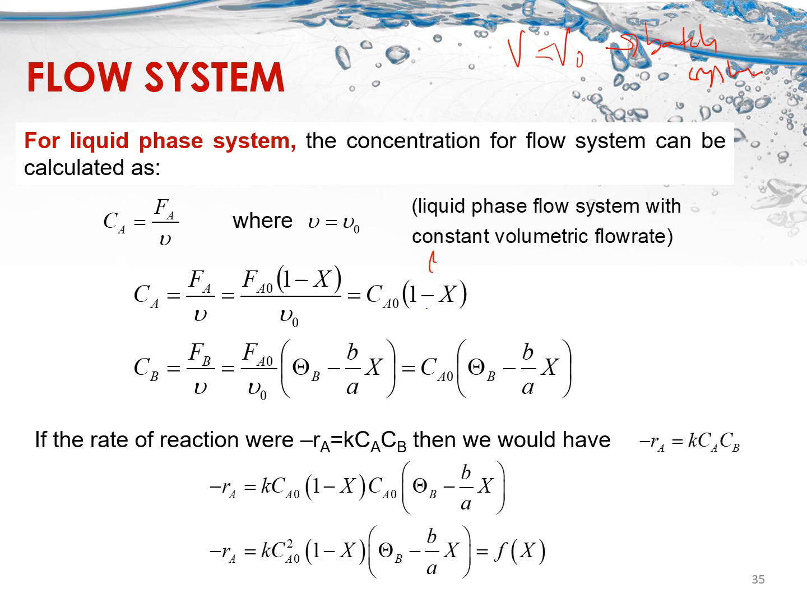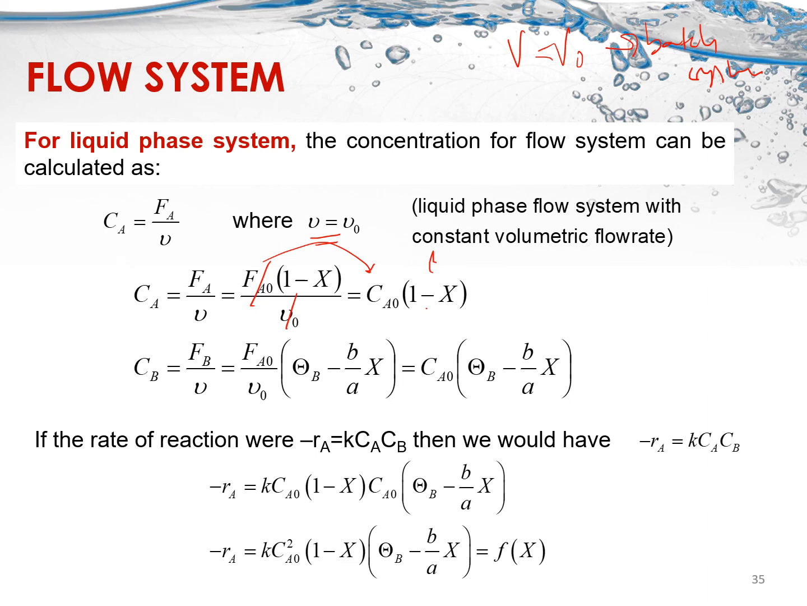For the liquid phase system, the concentration for flow can be calculated the same way: CA equals FA over the volumetric flow rate. So this is a liquid phase flow system with constant volumetric flow rate. Before this we learned batch with constant volume; this one is flow but with constant volumetric flow rate. So we have CA equals FA over V, which is FA0 times 1 minus X over V0. This is CA0 times 1 minus X. Then how we get CB is CB equals FB over V.